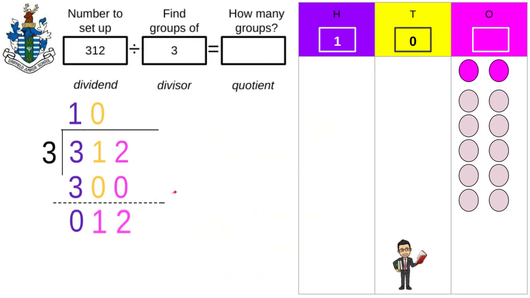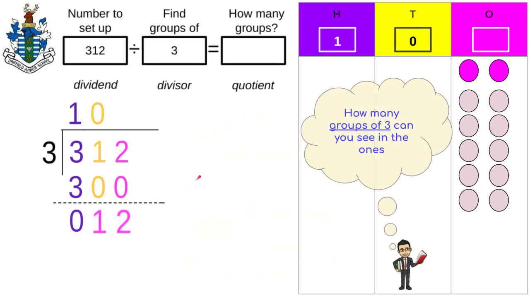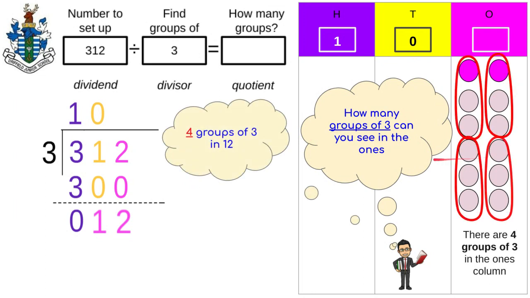At this point, we move on to the final column. So we're looking at how many groups of 3 we can see in the ones. Well, with counters, we can highlight that we've got 4 groups of 3. Year 5 method, we're looking how many groups of 3 are there in 12 ones. Well, there are 4 groups of 3 in 12. So we have got 4 groups of 3. Both questions now, both methods, we've got 104. So 312 divided by 3 is 104.